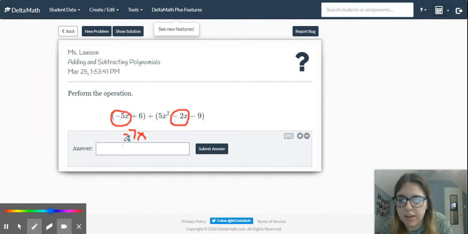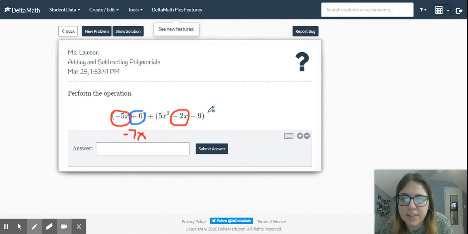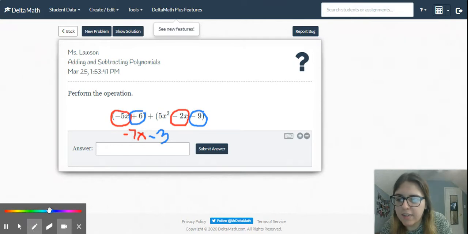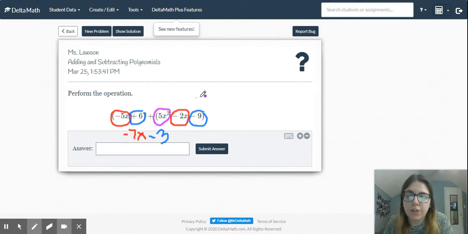Then we can move on and look at this positive 6. That is going to go with negative 9 because they're both just numbers. And 6 minus 9 is negative 3. Right? And then if I move on and look at 5x squared, are there any other terms that have an x squared? No. So this just stays plus 5x squared.